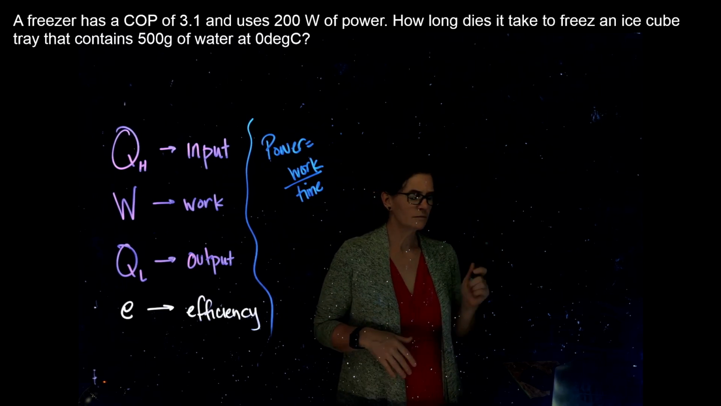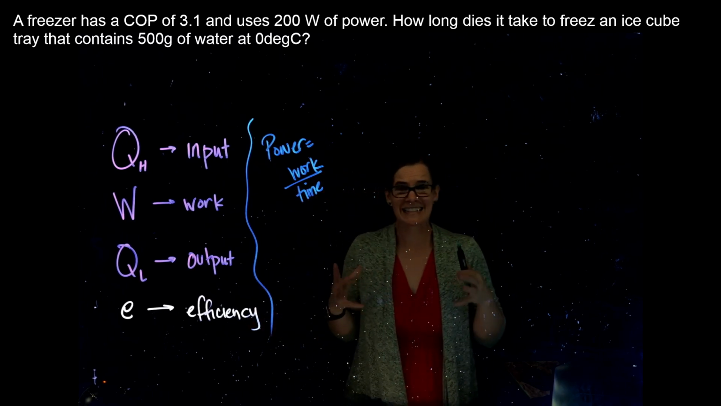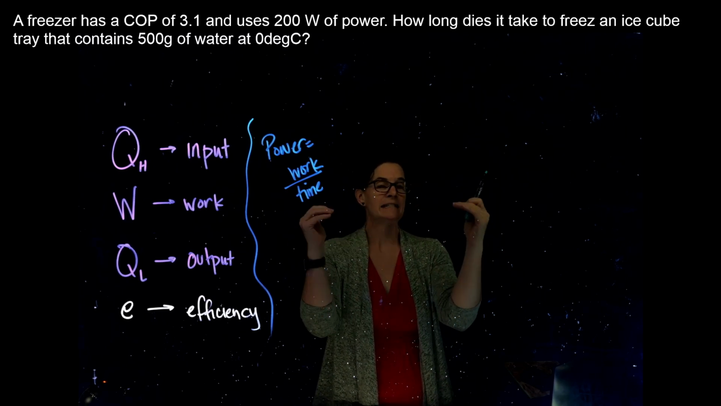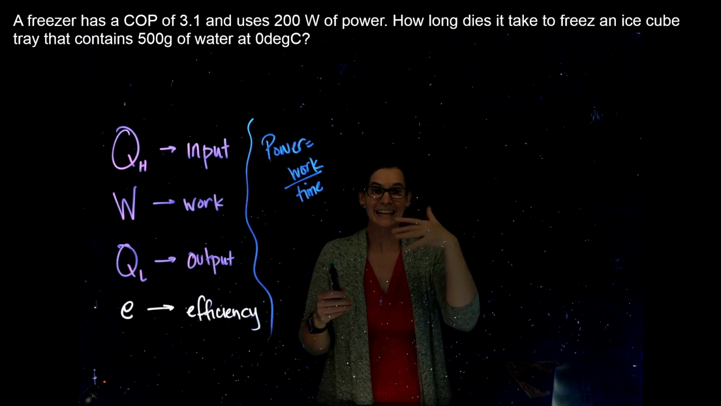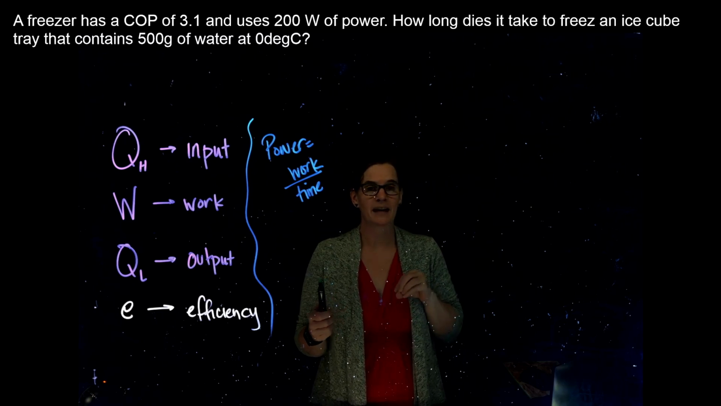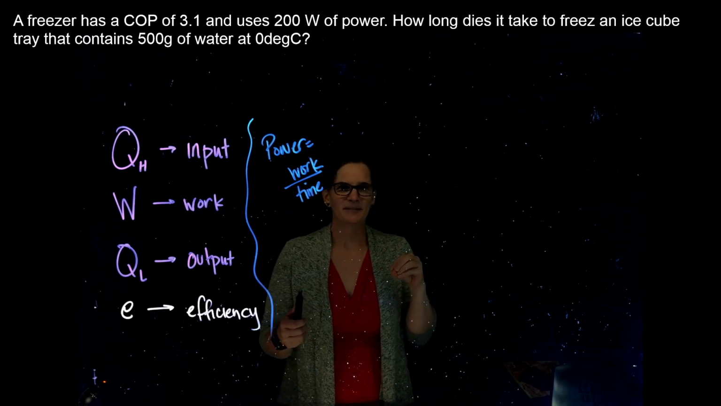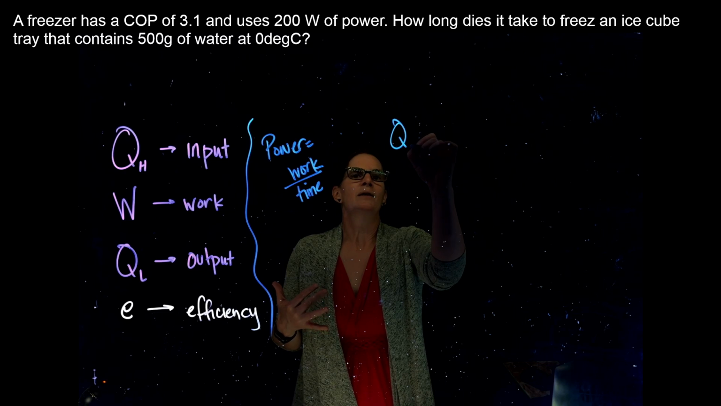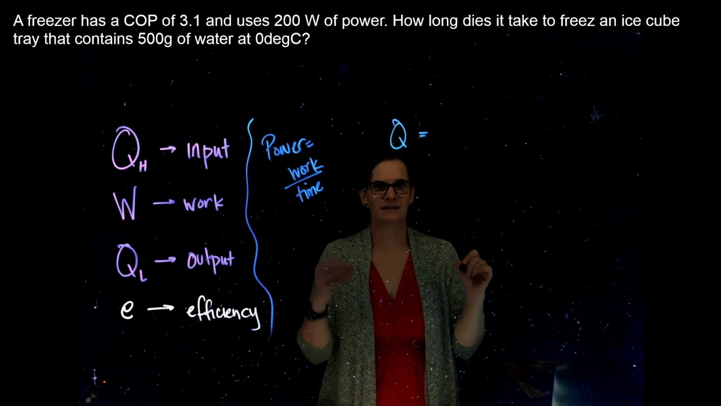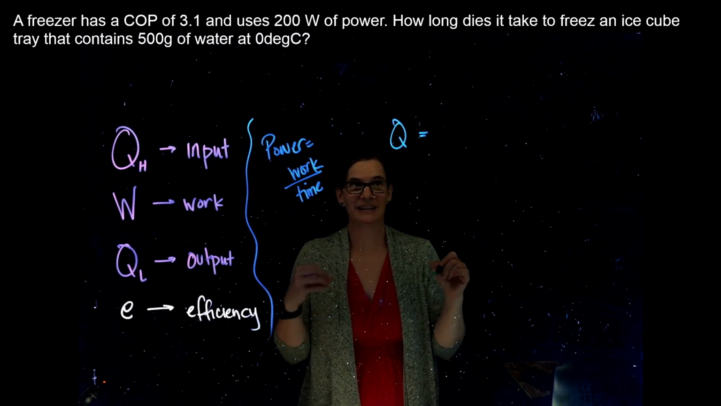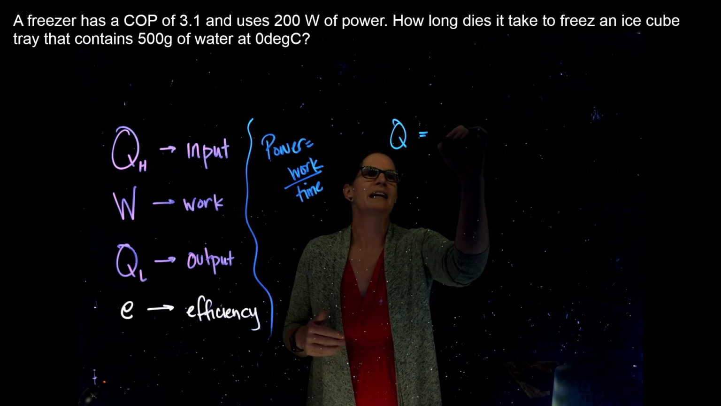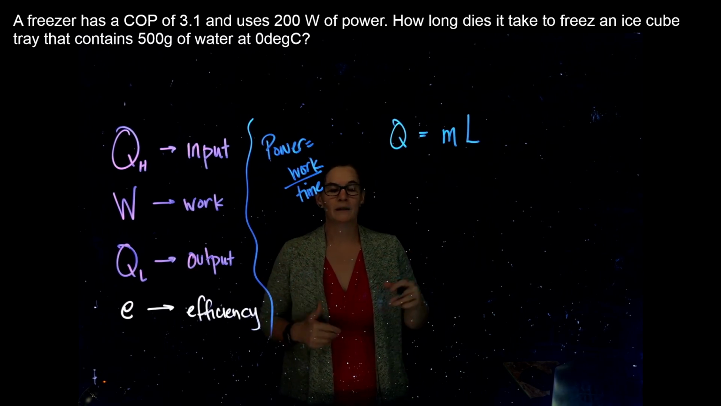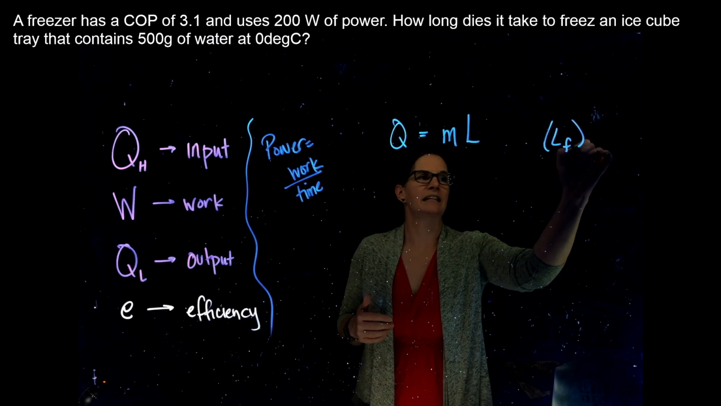Okay, so the first question is, how much energy is needed to go from 0 degrees to freeze? That's a phase change. And when we think about the amount of heat needed to be removed from that ice cube tray, we need to think about the latent heat, right? The amount of heat to remove from the ice cube tray to freeze it is equal to the mass of the ice times the latent heat of fusion. So L in this case is the latent heat of fusion.